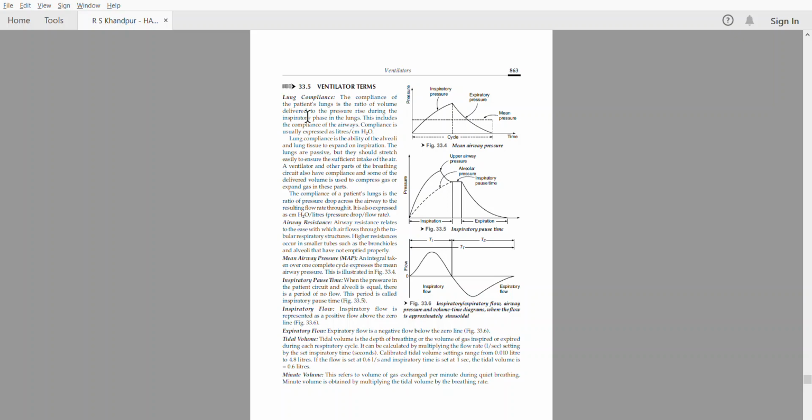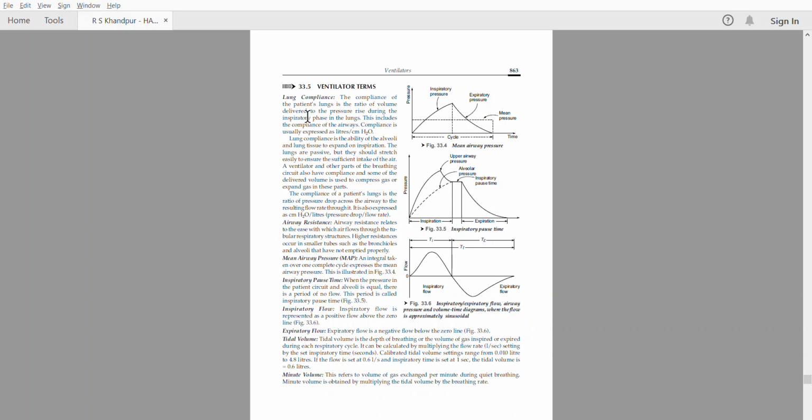Compliance is also expressed as the ratio of pressure drop across the airway to the resulting flow rate through it. Flow applies to any fluid, liquids as well as gases. The flow rate, how much is flowing, is controlled by the volume and pressure. The elasticity of the different parts is directly proportional to all these terminologies. If there is a problem with the lung muscles, these terms can easily help us. And in the flow rate, as with current flow or any other flow, there can be a blockage.